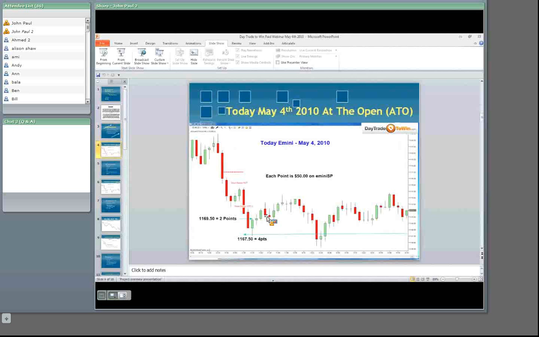show you current day's activity and how the at the open method, the Atlas line, or whatever methods we're trading, how it did. So we have here the E-mini today, May 4th. And normally the ATO trades for 2 to 4 points every day. Being conservative, 2 points. If you want to go a little bit further, we go for 4. The at the open in the course explains the method in its entirety.